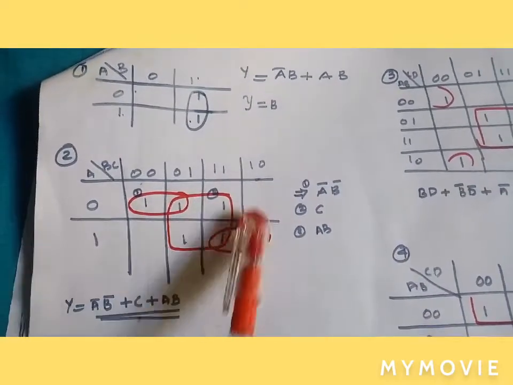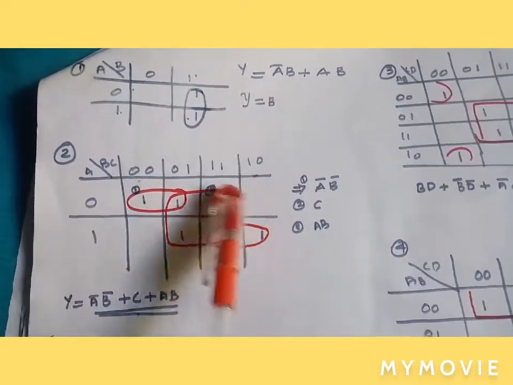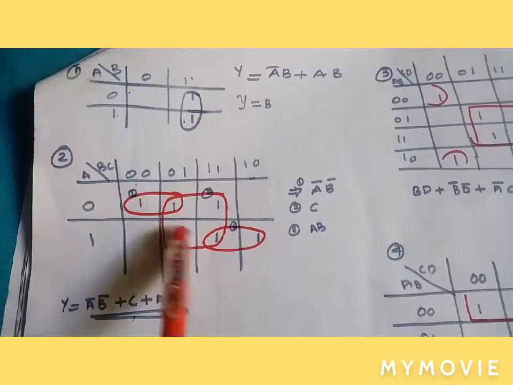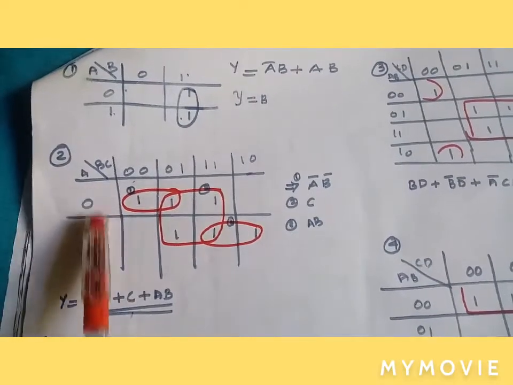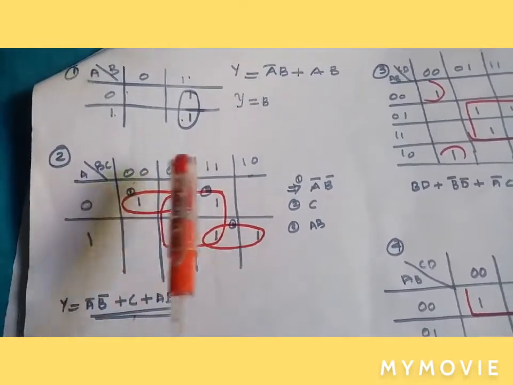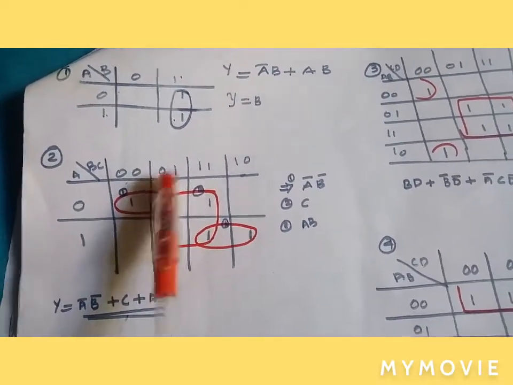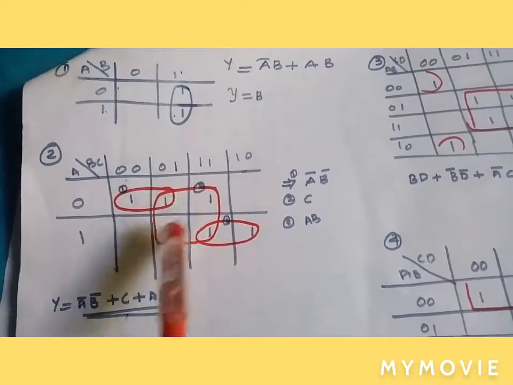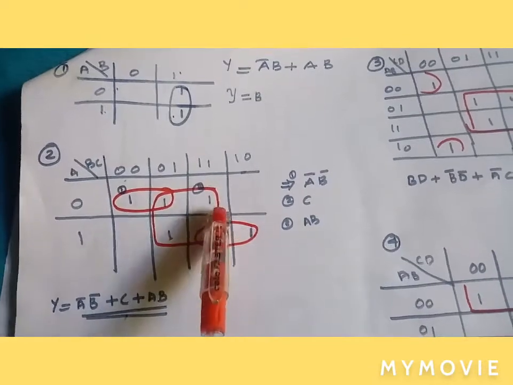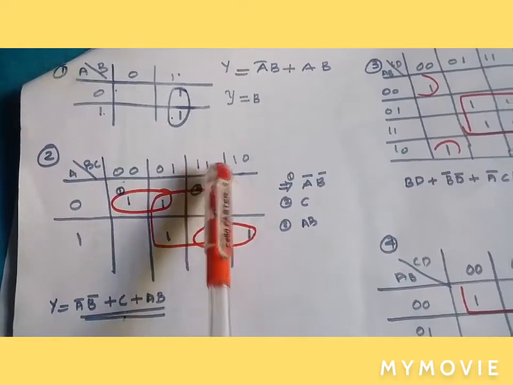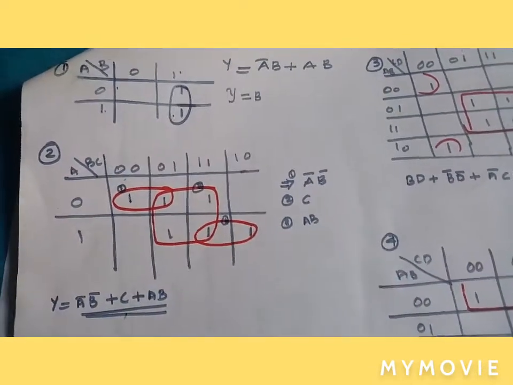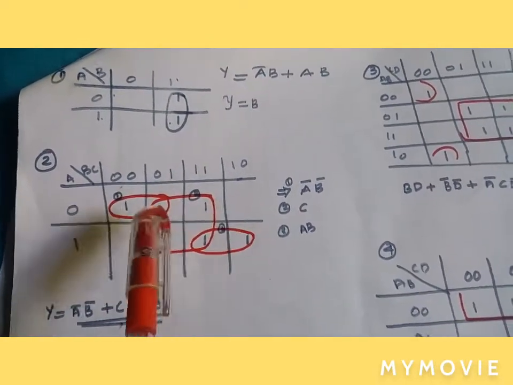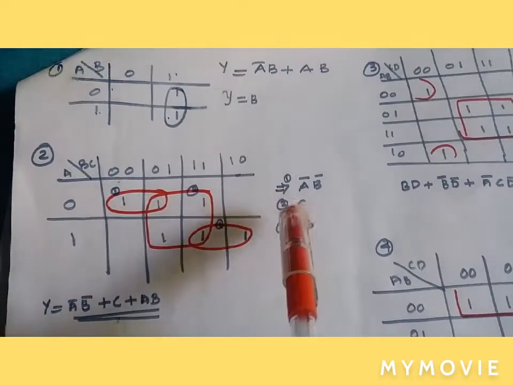Next we have a quad. In this quad we know that A changes from 0 to 1 and B also changes from 0 to 1. C is constant for this quad. This one is 1 1 1. This one also, C is 1. This one is also C is 1. So that means for this quad each element represents C is 1. That means C is constant here.